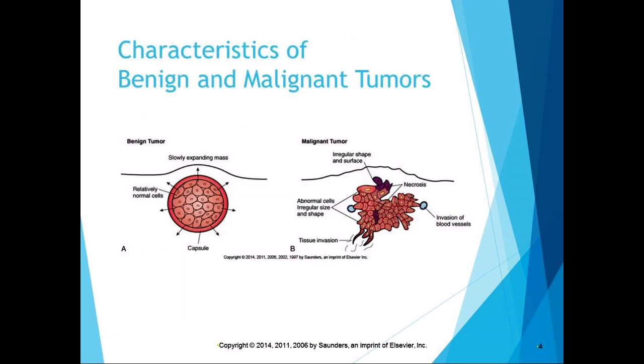So here's our two pictures of the benign and the malignant tumors. The benign tumor, it's an encapsulated, slowly expanding mass. The malignant tumor is irregular, abnormal cells with irregular size and shape, and they're invading the tissues around them.